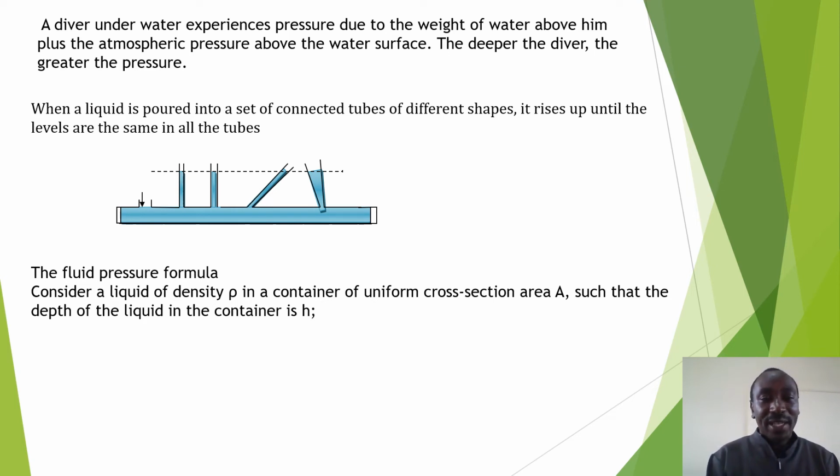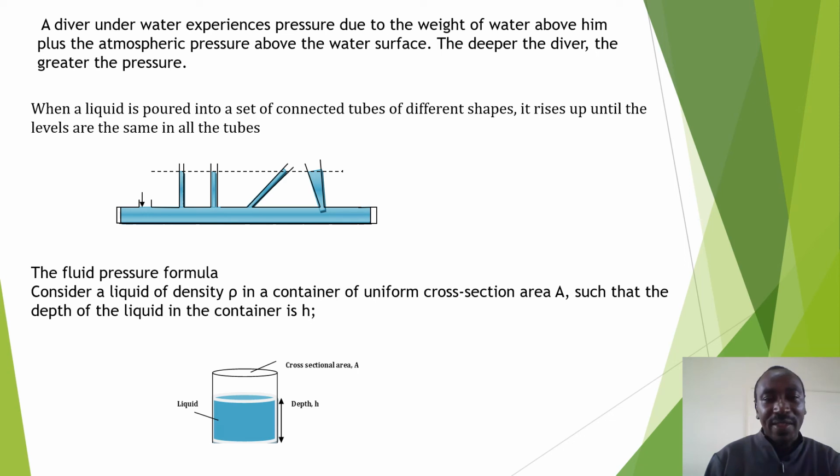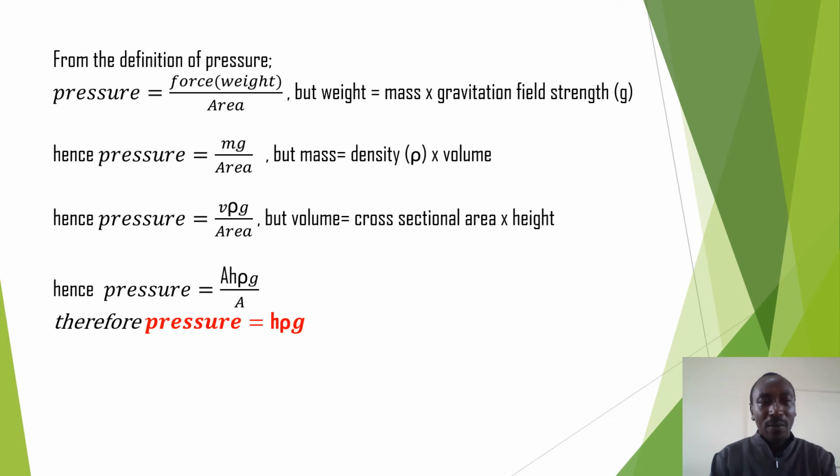Consider a liquid of density, that is the symbol of density, in a container of uniform cross-sectional area A, such that the depth of the liquid in the container is h. Now, how do you come up with the formula? Remember that from the original formula, pressure is equal to force over area. But this force is the weight. And we know that weight is equal to mass times gravitational strength. So we can replace here.